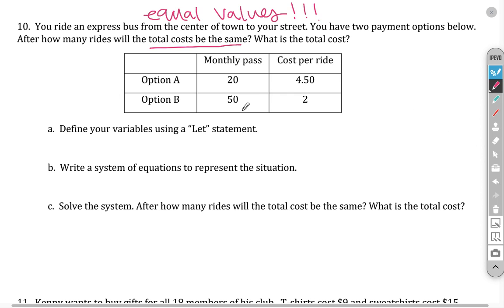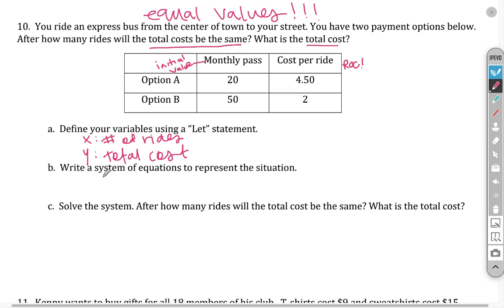So we have two options below. Monthly pass of 20 or 50, so obviously this is our initial value. And then we've got cost per ride, so that's going to be our rate of change. So let's define our variables using a let statement, just meaning we're going to let x equal what and y equal what. This is our cost per ride, so we know that x is going to equal rides, our number of rides. And then y is going to equal our total cost, right? That's the whole reason we're doing this. We want to figure out our total cost.